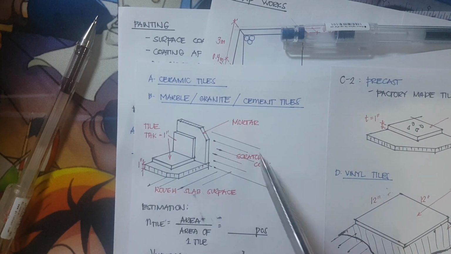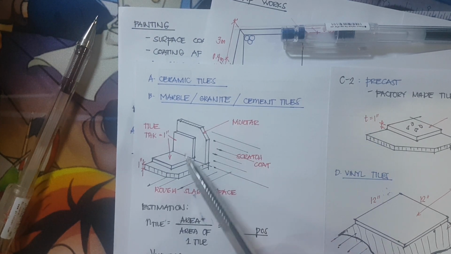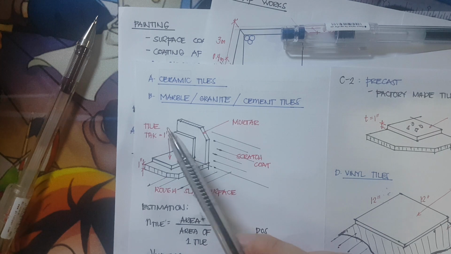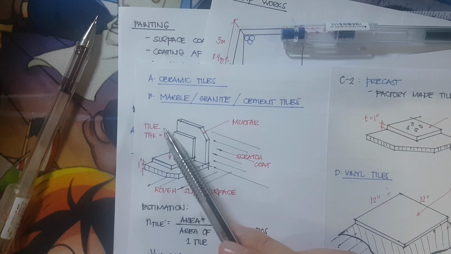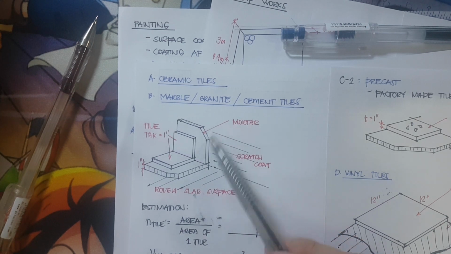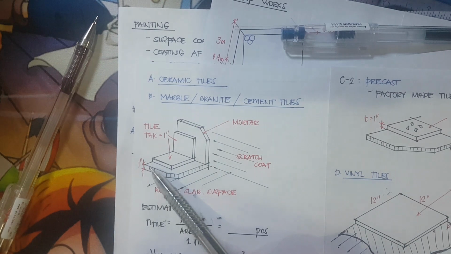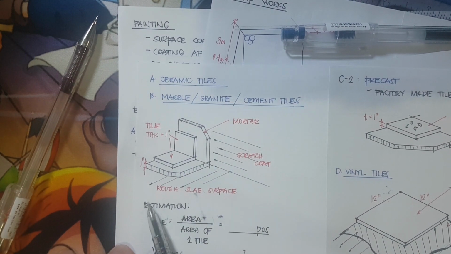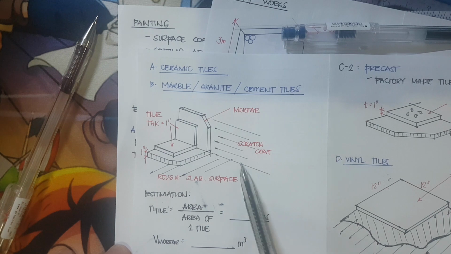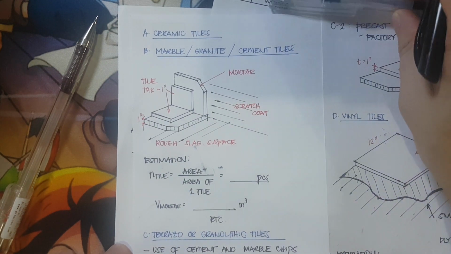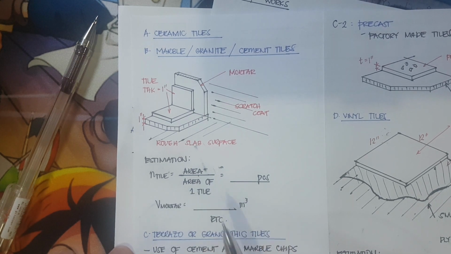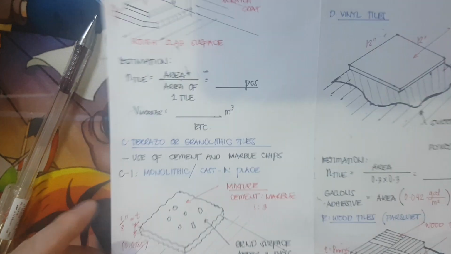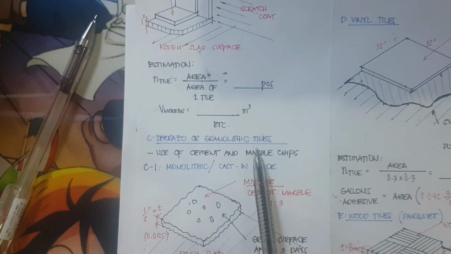You have your scratch coat, and after the scratch coat, we apply mortar. After the mortar, we place our tiles. The thickness of the tiles would be 1 inch, and for the mortar, it is again 1 inch. The floor should be a rough slab surface. For the estimation, it is the same procedure: area divided by the area of the tile gives you the pieces, and the volume of mortar is the same procedure. Next, we have the terrazzo or granulated tiles.